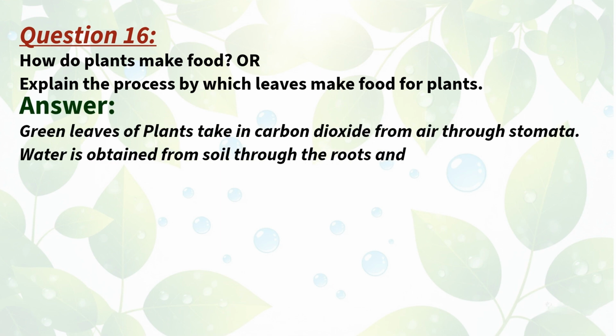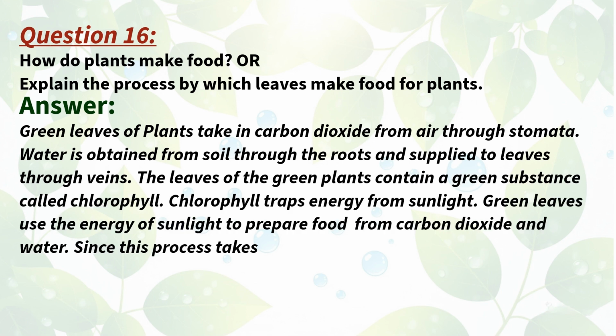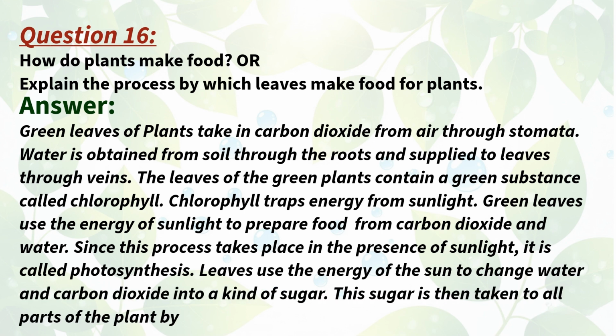Answer. Green leaves of plants take in carbon dioxide from air through stomata. Water is obtained from soil through the roots and supplied to leaves through veins. The leaves of the green plants contain a green substance called chlorophyll. Chlorophyll traps energy from sunlight. Green leaves use the energy of sunlight to prepare food from carbon dioxide and water. Since this process takes place in the presence of sunlight, it is called photosynthesis.